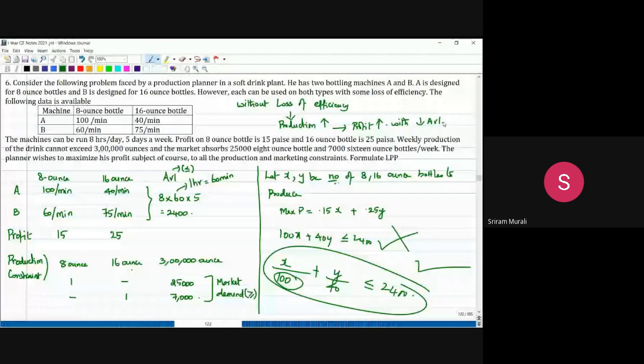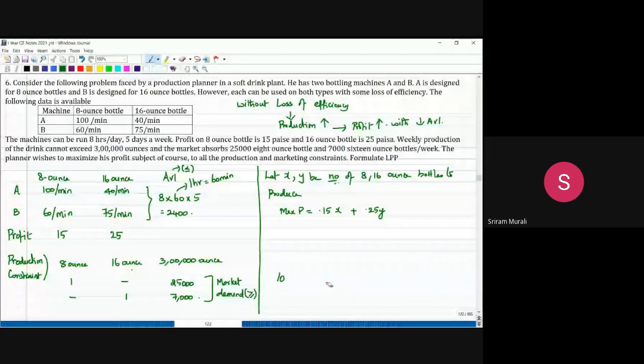Now you come to the problem. Machine A can do 100 8 ounce bottles in a given minute, but I do not know how many to produce. Machine B can do 40 in a given minute. I do not know how many to produce. Both added together, it should be within 2400 minutes. First, is this clear? Why didn't I take it like that? Why are we taking it like this?